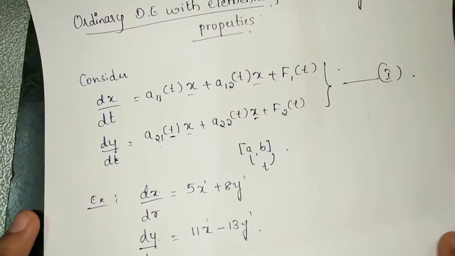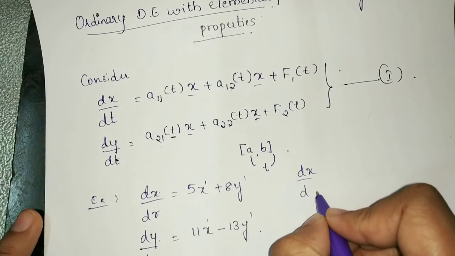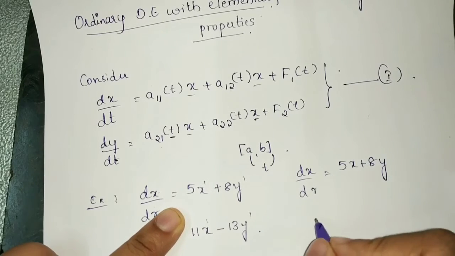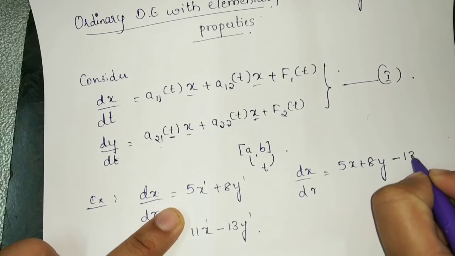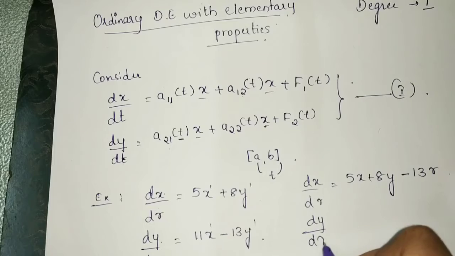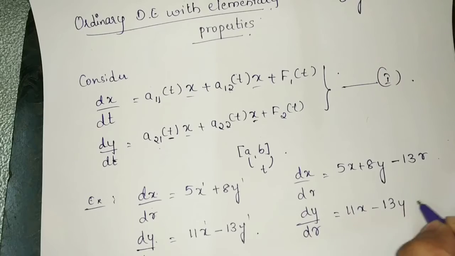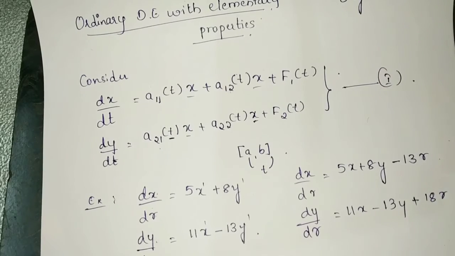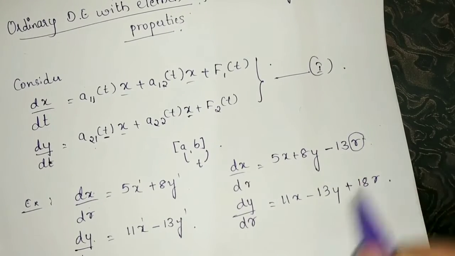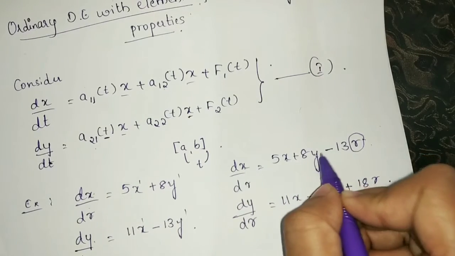Again, the contrary: dx by dr equal to 5x plus 8y minus 13r and dy by dr equal to 11x minus 13y plus 18r. You can see here, in this case, r is there, and x and y depend on r.